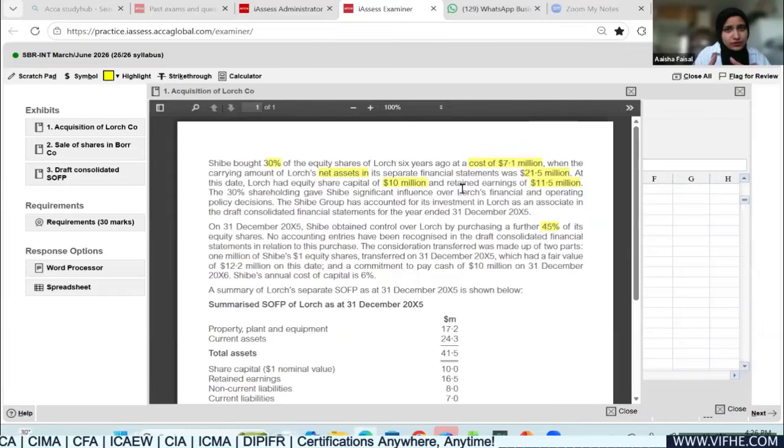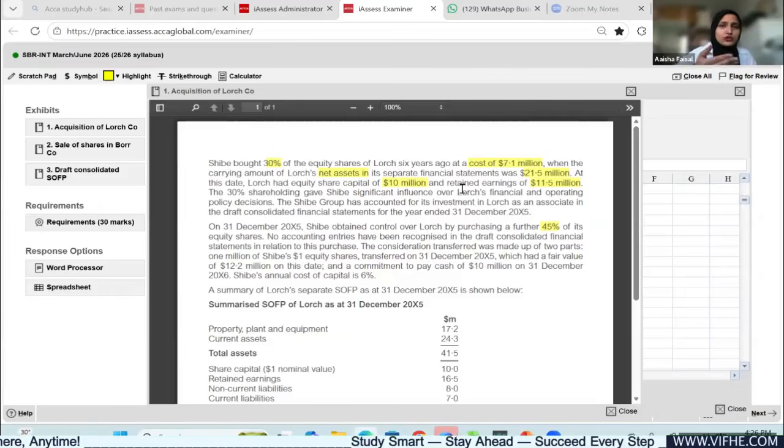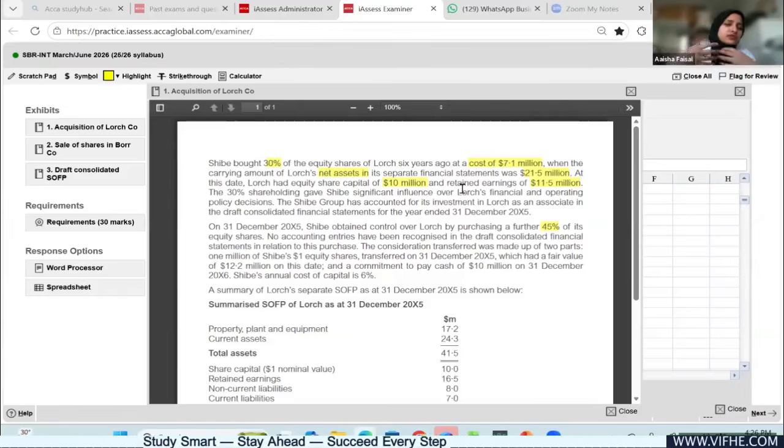If an associate is not going to be recorded at cost, in the individual or in the consolidated, anyway it has to get recorded as equity accounting. So when I do equity accounting for it, it has to increase from its original cost to the carrying value at the date whenever it is required. So if you're talking about further acquisition, then the carrying value at that further acquisition date.